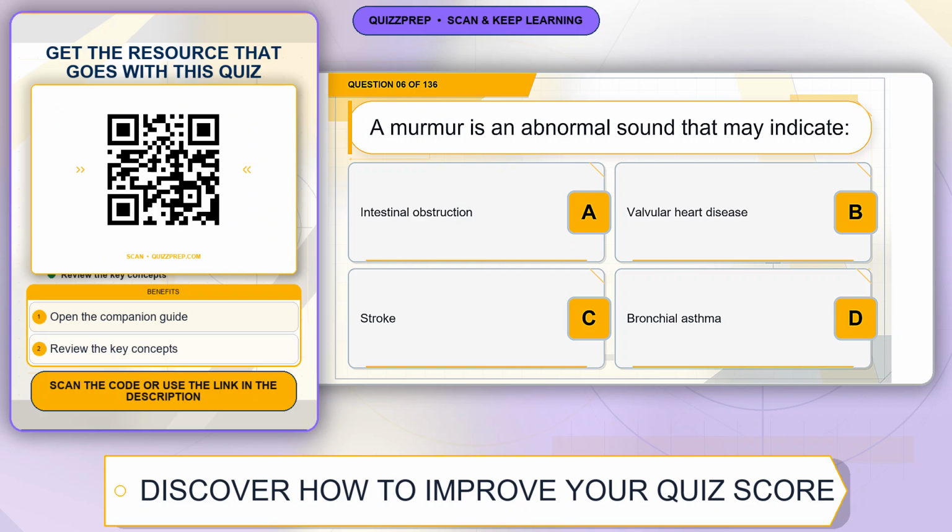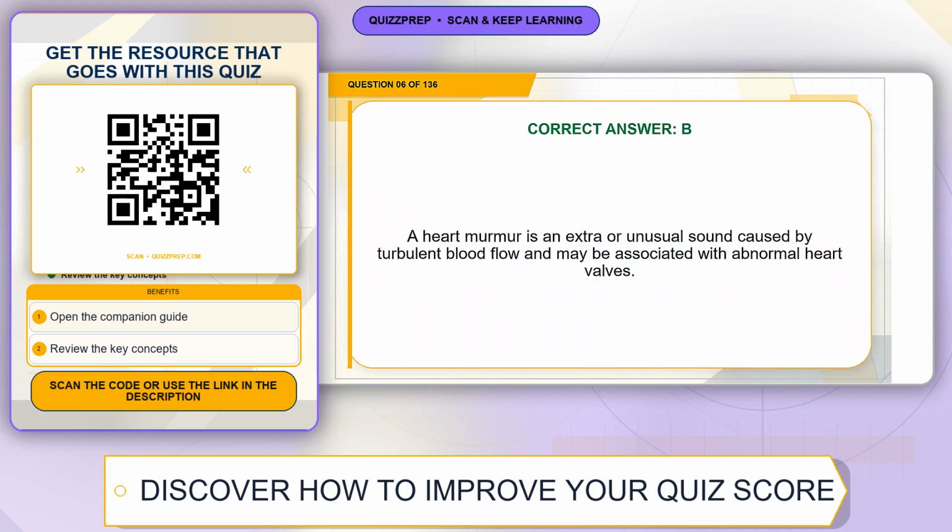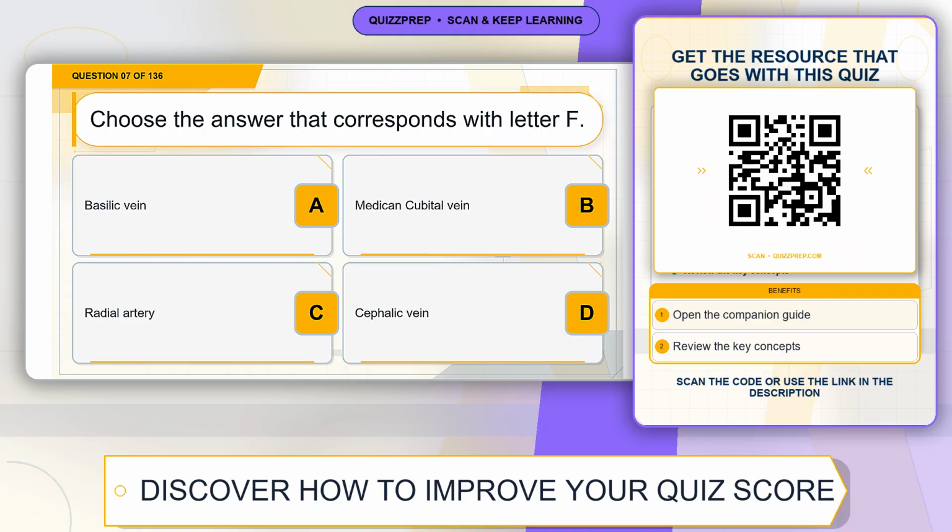Question 6. A murmur is an abnormal sound that may indicate: Option A, intestinal obstruction. Option B, valvular heart disease. Option C, stroke. Option D, bronchial asthma. The correct answer is option B, valvular heart disease. Explanation. A heart murmur is an extra or unusual sound caused by turbulent blood flow and may be associated with abnormal heart valves.